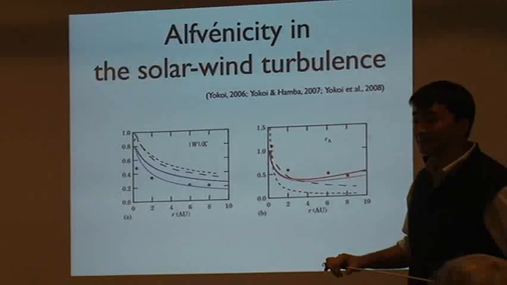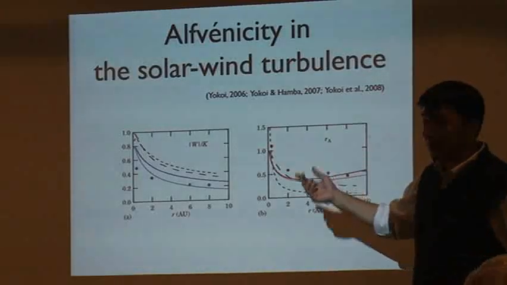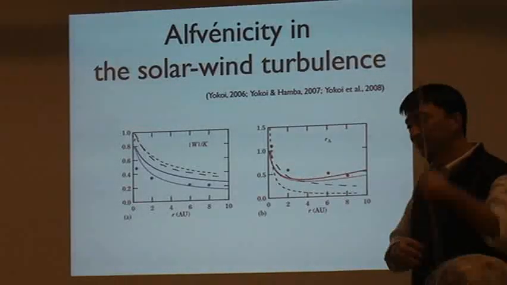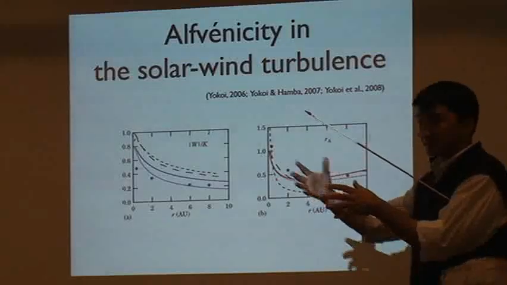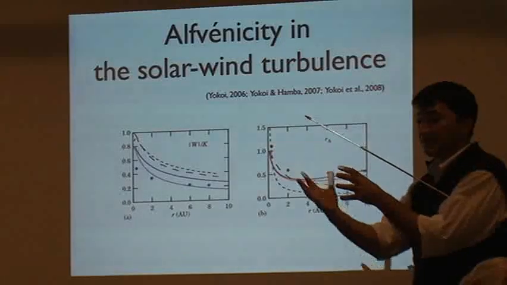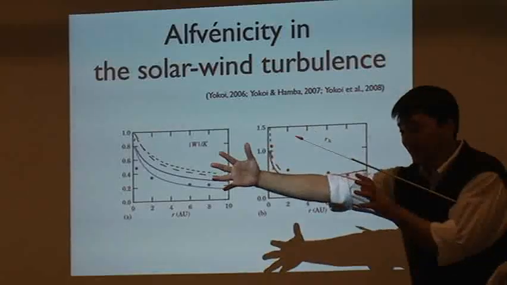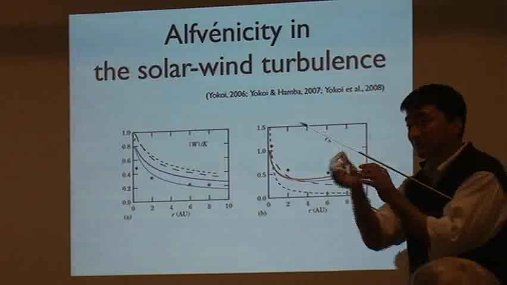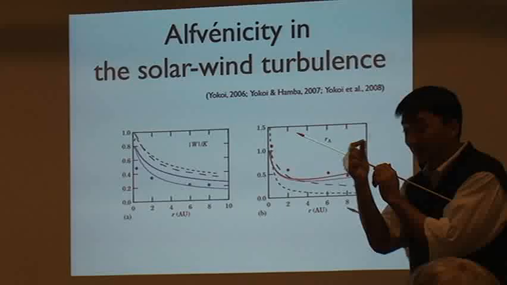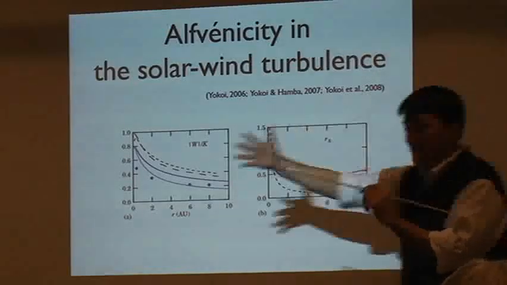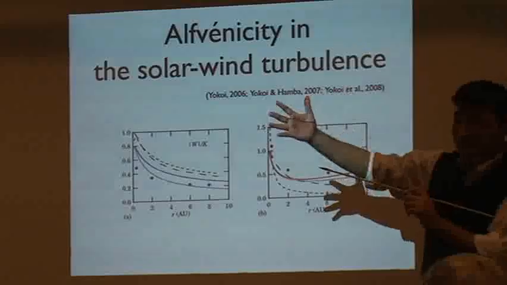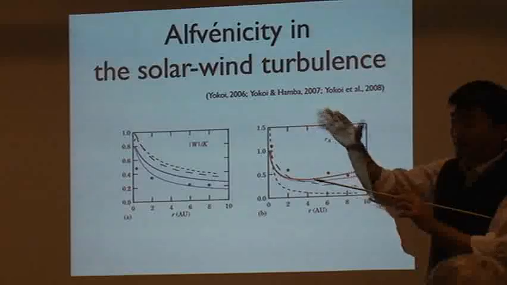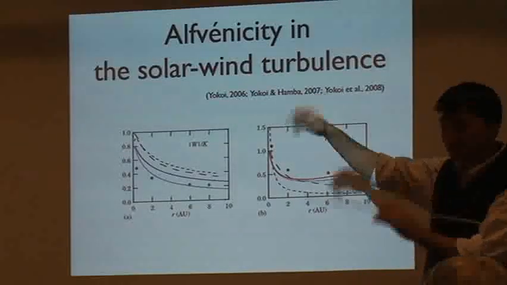I haven't applied the dynamo to the solar wind, because maybe some people of geophysics study the interaction between the Earth's magnetic field and the solar wind. For such a situation, the dynamo can be very important. But for the flow of the solar wind, I don't know what kind of argument can be made.